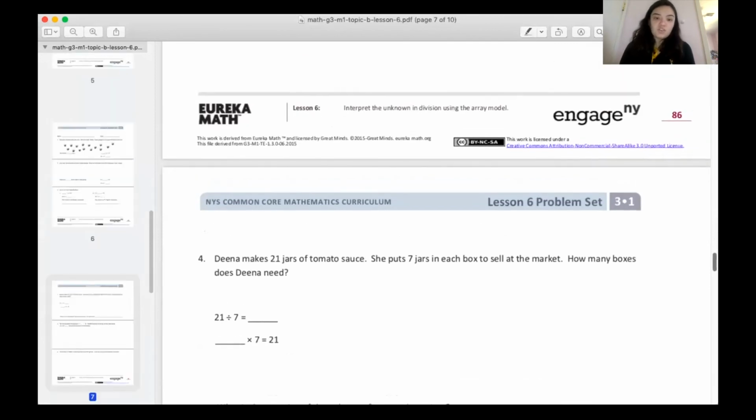Dina makes 21 jars of tomato sauce. She puts 7 jars in each box to sell to the market. How many boxes does she need? So it gives us a division and a multiplication problem. We're going to go ahead and draw this out. I use my star stamp again just because I like it. So we have 21 jars and she put 7 jars in each box. So I'm gonna make groups of 7 until I hit 21.